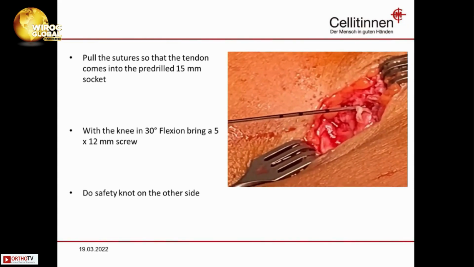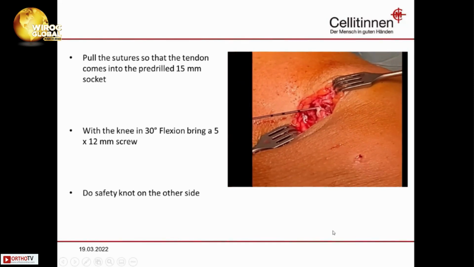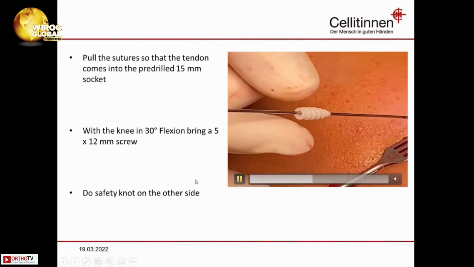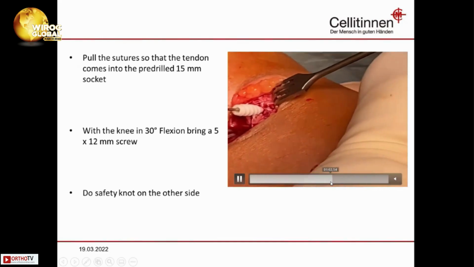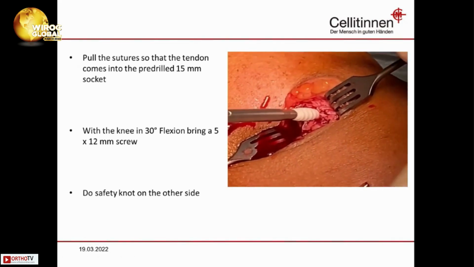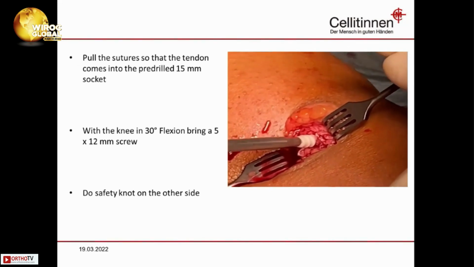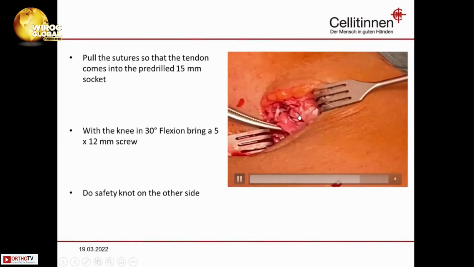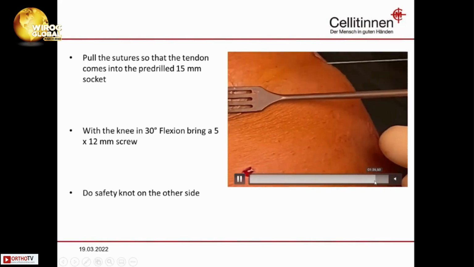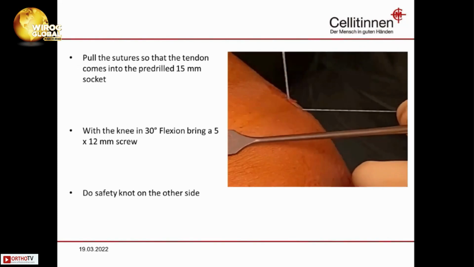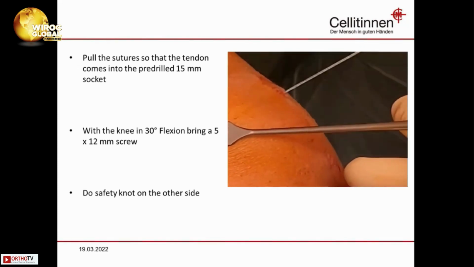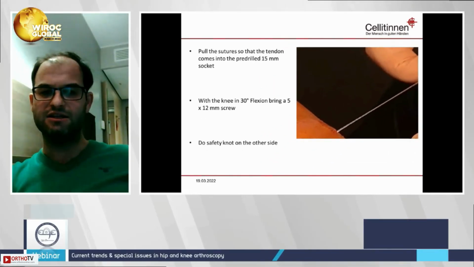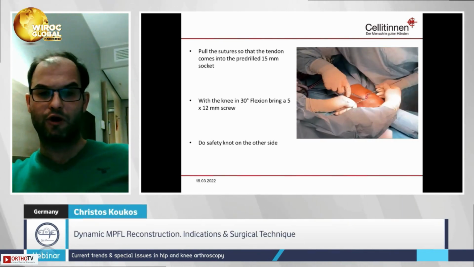And then you put your guide there, and what we bring is the smallest screw that I found, a 5 by 12 millimeter screw. It's an Allegro screw, and in 30 degrees of flexion, and by just pressing the patella to the medial side, we fix our tendon in there. You see here how stable the tendon is. What I do at the end, on the other side, is the so-called safety sutures. And if you want to reinforce your whole construct by closing up your fascia, you can take the tendon on top of it, so you have a kind of triple reinforcement.